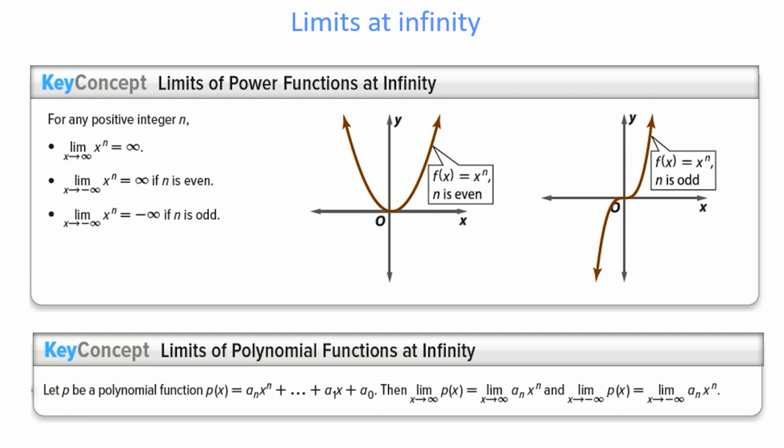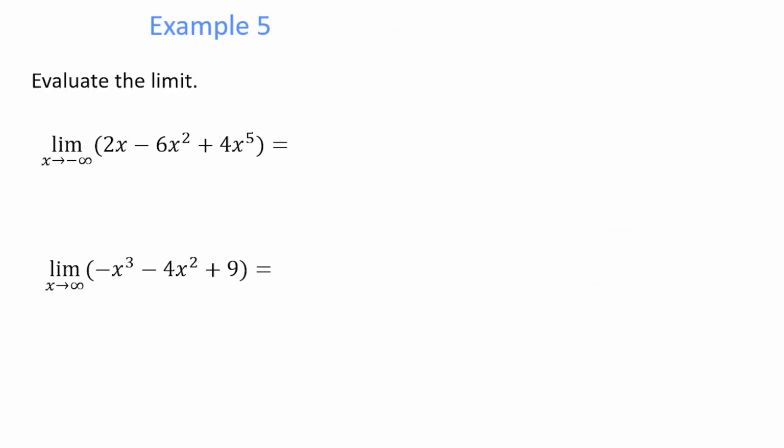Let's see some examples for this. Let's evaluate the following limits. As I mentioned on the previous slide, whenever we have a polynomial, it is enough to find the limit of the highest degree term, because that will be the same limit as for the full polynomial. So therefore, in the next step, we can simply say that the limit of 4x to the power of 5 as x approaches negative infinity.